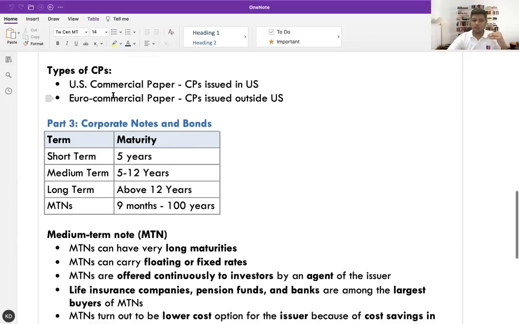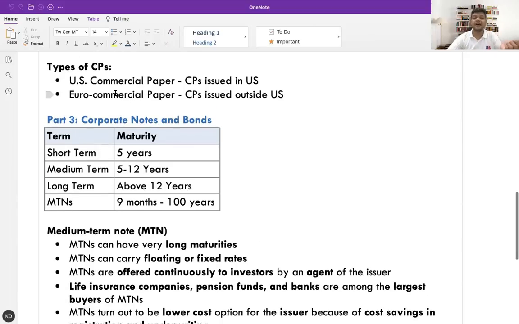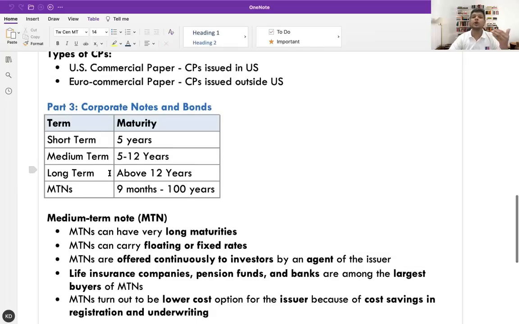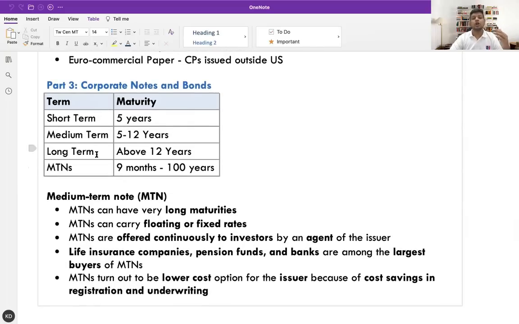So within the corporate bond, if they are issued for less than 5 years, we generally, it's not a taxonomy that I'm going to use, it's not a defined one. It's not a rule, but it's just been the trend that any security issued for less than 5 years is called a short-term bond. Between 5 to 12 years, we call it medium-term bonds. Long-term bonds are those issued for 10 years or 12 years and above.